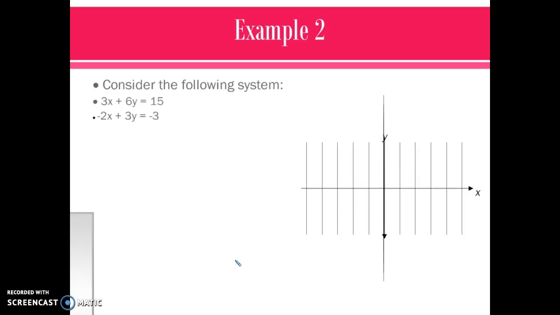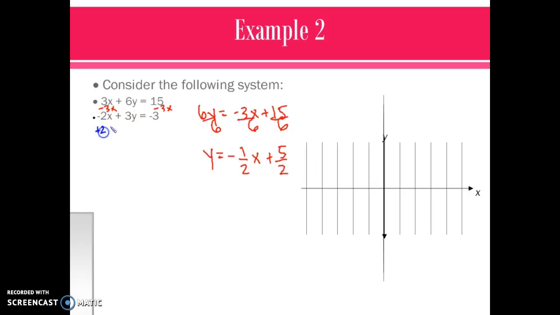Right, and for our second example, same thing, got to get them in slope-intercept form. So for the first one, I'm going to subtract 3x from both sides. So we get 6y equals negative 3x plus 15. Divide everything by 6. So y equals, and I can simplify that to negative 1/2 x, and 15 over 6 becomes 5 halves. So I have the same equation we just graphed.